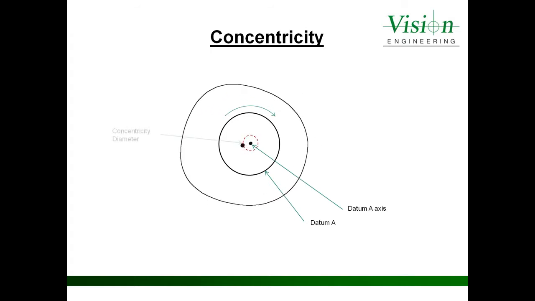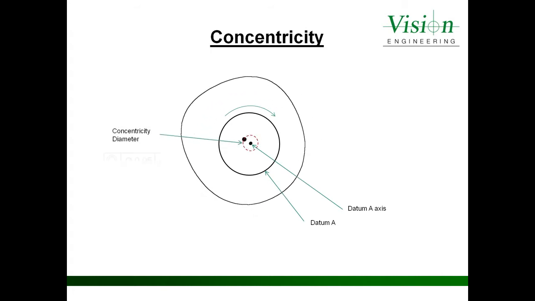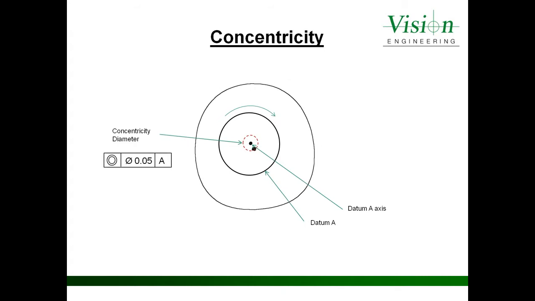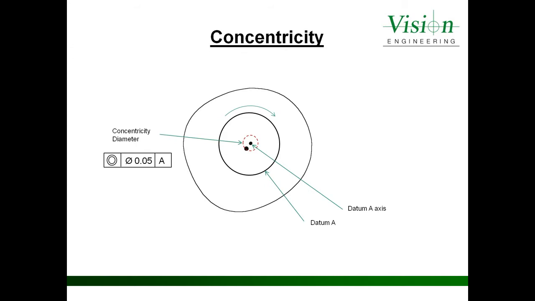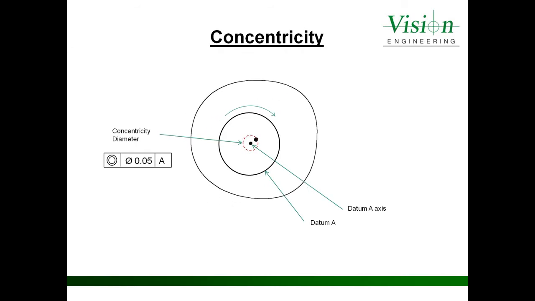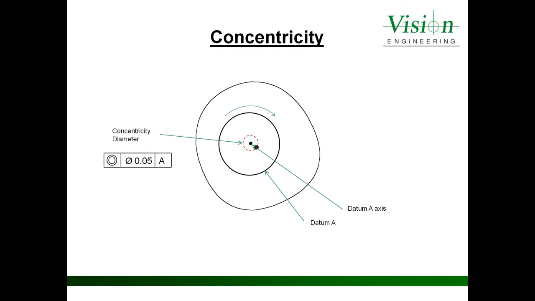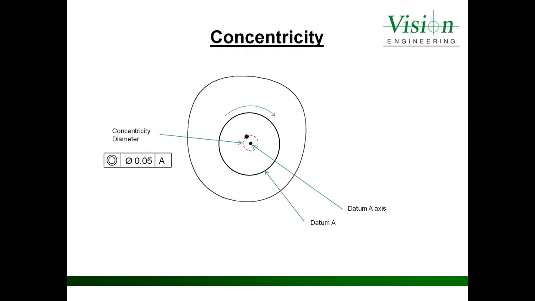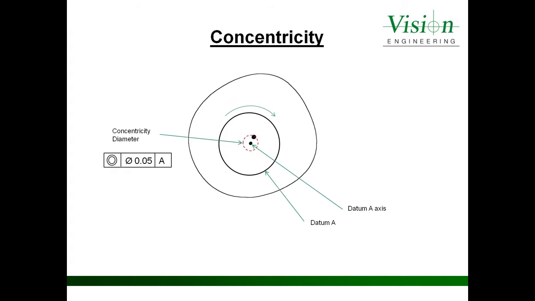It is this diameter which is known as the concentricity diameter, and providing that this diameter is no greater than the tolerance specification of 0.05, then we're within tolerance. If it's outside of this diameter size, then we're out of tolerance. Now let's have a look at measuring concentricity in our readout.